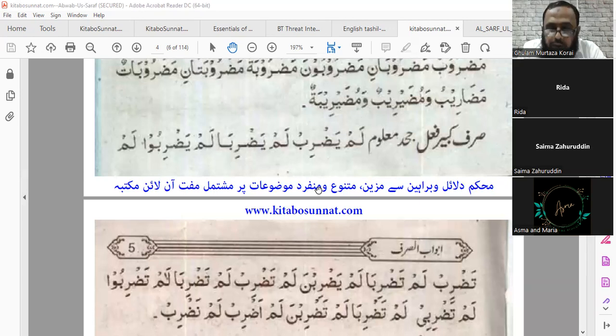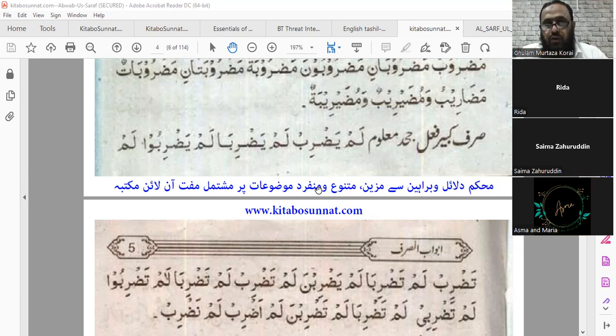Yes, sir. Okay. So now when we have divided the 14 sigas, 5 of them take a zamma afterwards, that means at the end of them. What are those 5 sigas? I repeat them. Number 1, wahid muzakkar ghaib, wahid muannas ghaib, wahid muzakkar hadir, wahid mutakallim and jama mutakallim. I repeat them: yadribu, tadribu, tadribu, azribu, and nazribu, that take zamma at the end of them.